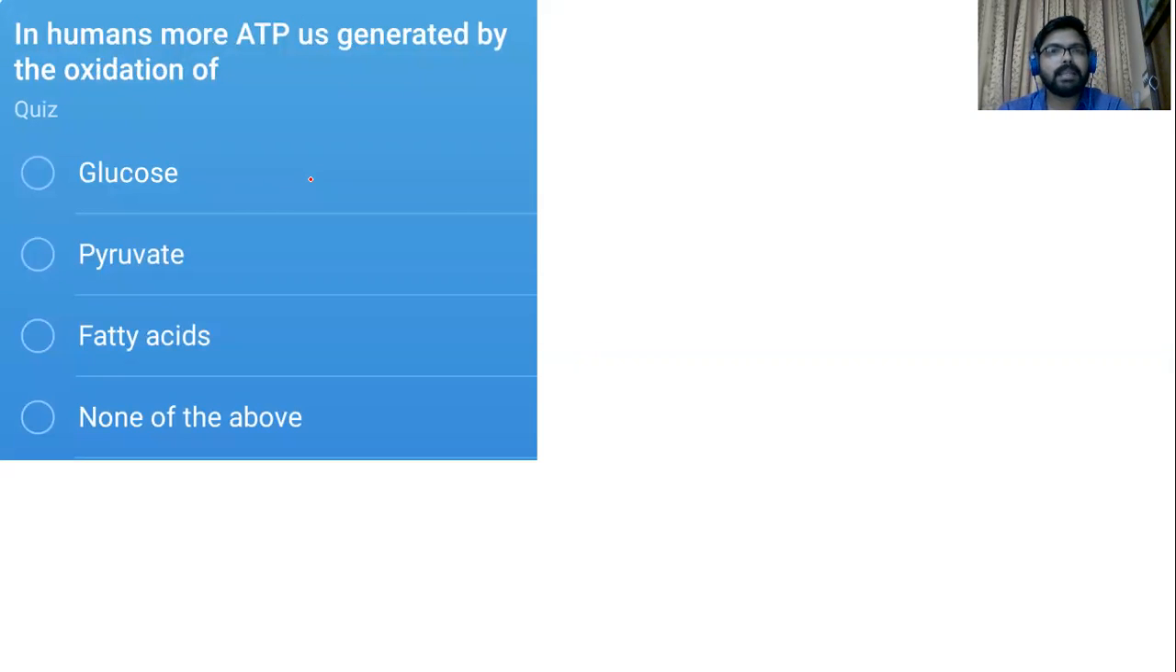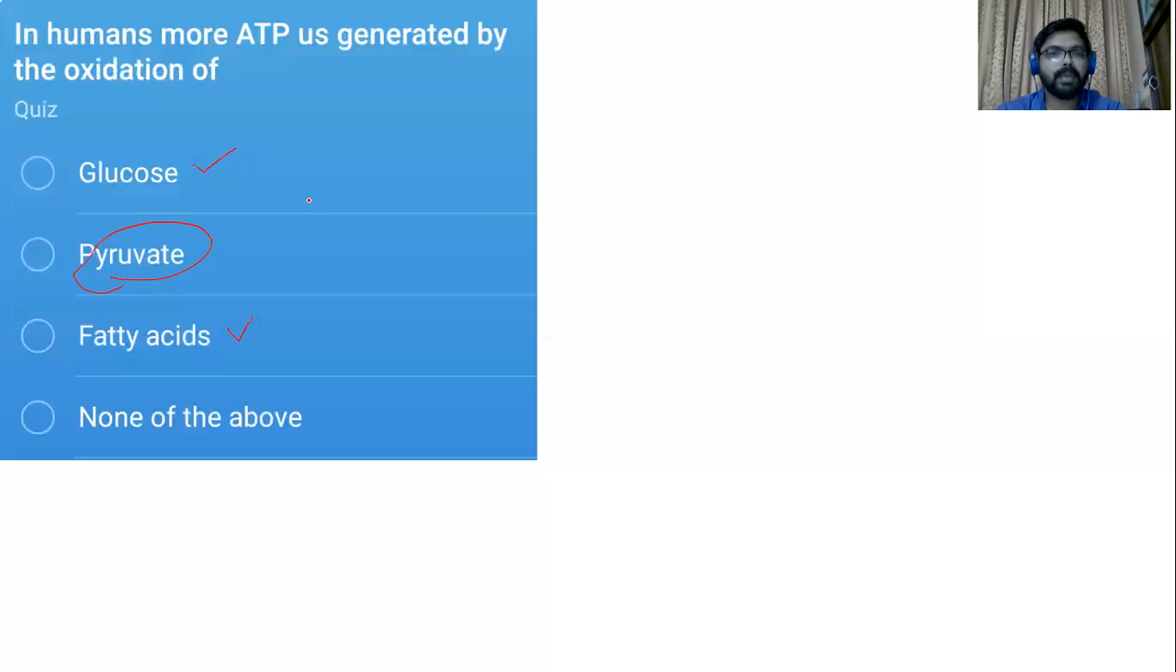In humans, more ATP is generated by the oxidation of glucose, pyruvate, fatty acids, or none of the above? Of course, the oxidation of glucose, pyruvate, and fatty acids all generate ATP. And the difference is, suppose we are comparing 1 gram of glucose with fatty acids. Pyruvate is an intermediate compound, so we are leaving out pyruvate. Our confusion is between glucose and fatty acids, which generates more energy.